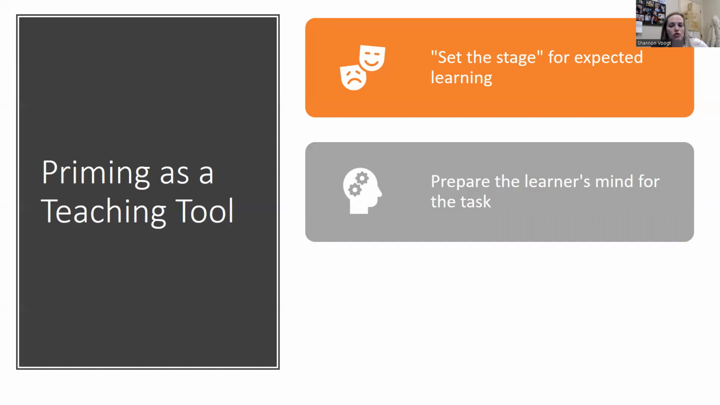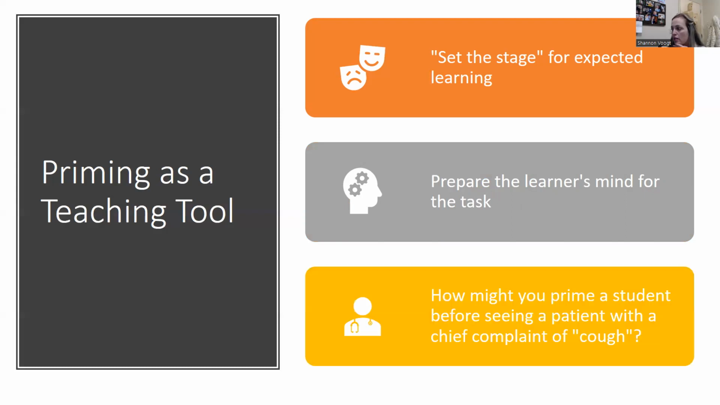So for instance, a patient's coming in with an acute concern. We want to start getting them ready for the differential that they're going to have to form so that they can stay on track with that. So how might you prime a student before seeing a patient who has a chief complaint of cough? We might say, the patient's coming in for a cough for 6 weeks or something like that. What kinds of things do you want to think about before you go in the room that you want to make sure you ask about?